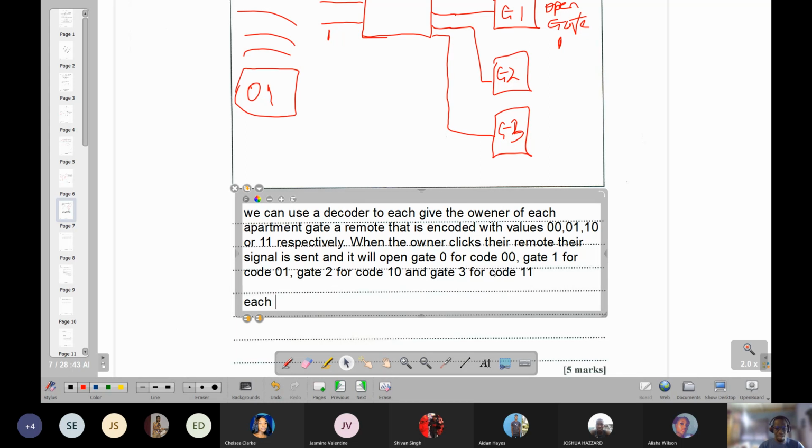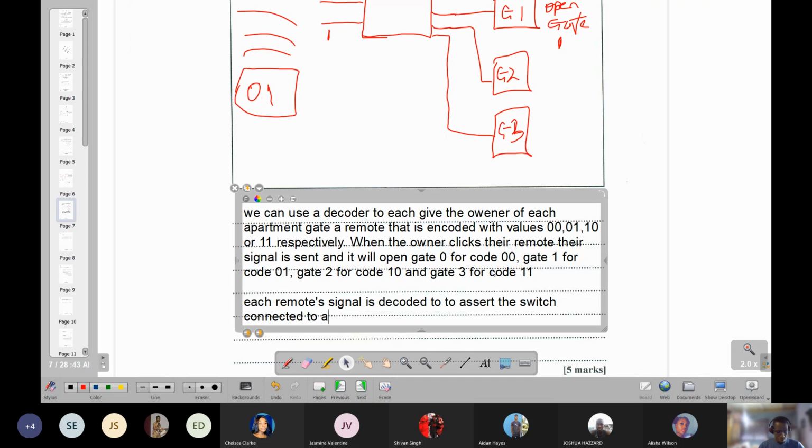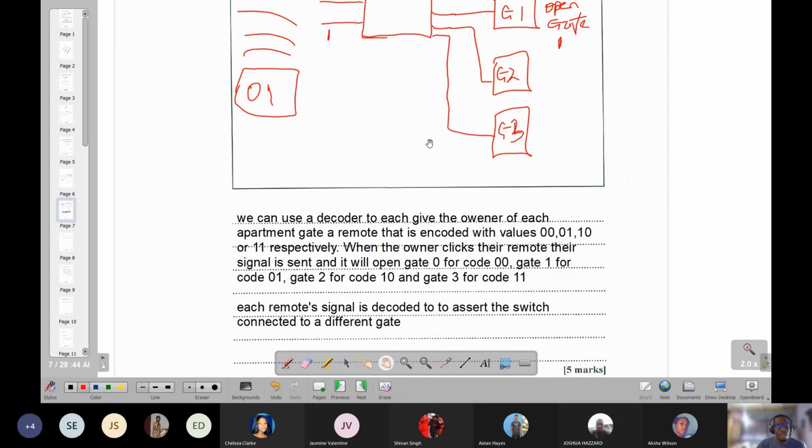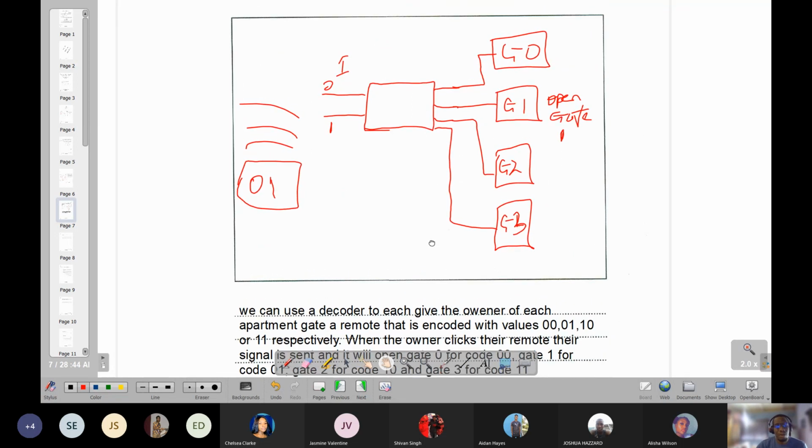Each remote signal is decoded to assert the switch connected to a different gate. Now, I say this over and over so that you all could get an understanding of how this exactly works. Do you all understand how this exactly works now?